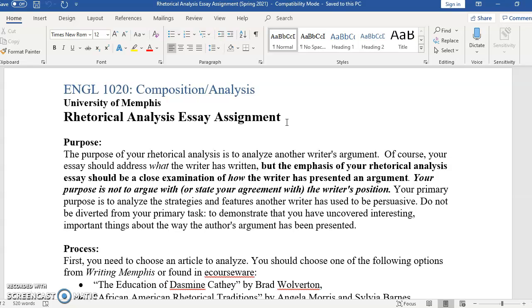Because again, as I stated, for a lot of students, this can be more challenging than even the argumentative paper. And I understand that, and that's why we're going to work through this here in the first few weeks of the semester.